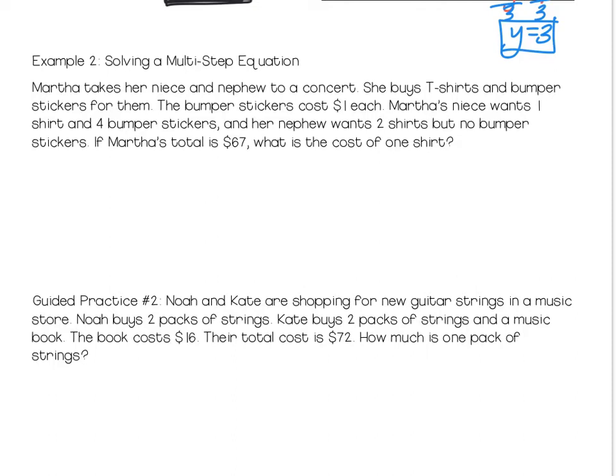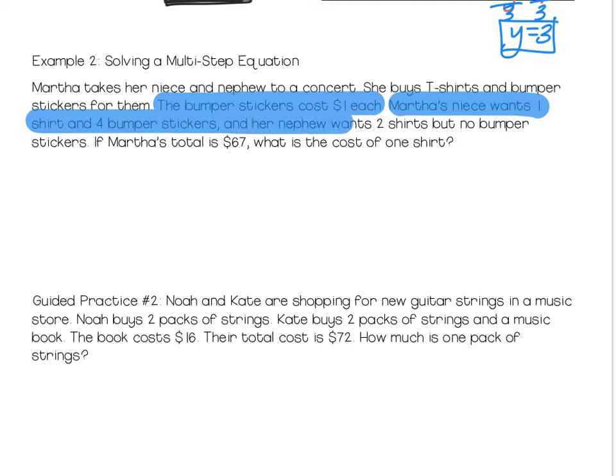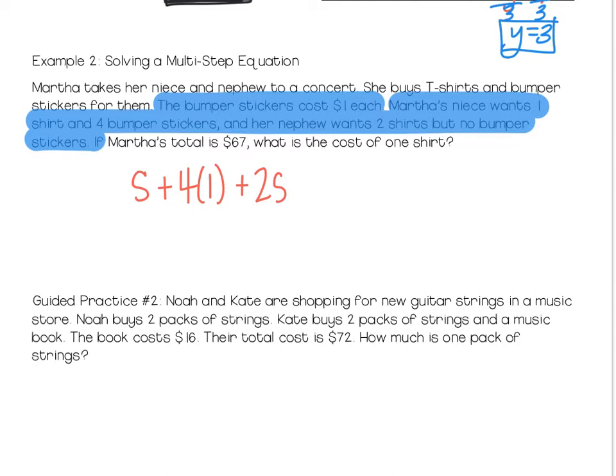Example 2, first we have to write our multi-step equation in this one, and then we have to solve it. It says that bumper stickers cost $1. That's important. And then this question, or this statement right here, is probably going to be our equation. Martha's niece wants 1 shirt and 4 bumper stickers. If she wants 1 shirt and 4 bumper stickers, that's 4 times $1. Her nephew wants 2 shirts and no bumper stickers, and her total is going to be $67. And we have to figure out how much the shirt costs.